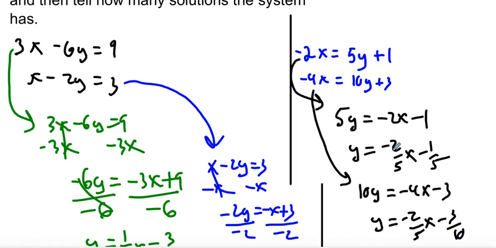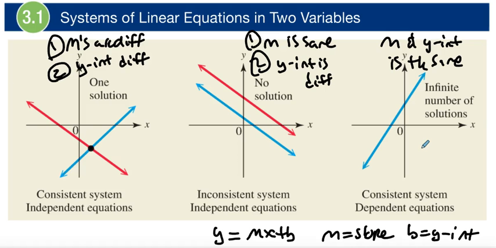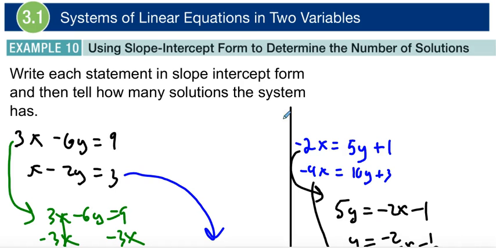So what do you know? They have the same slope, but a different y-intercept. See right here? Same m, but different y-intercept. So that means we have no solutions. Cool beans. So, no solutions.